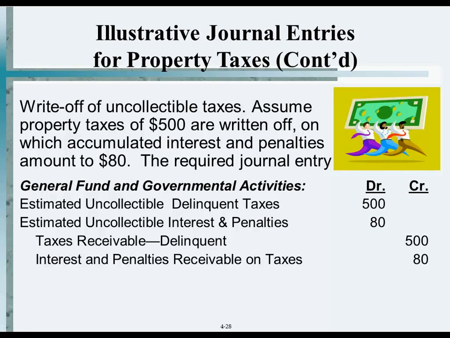Now, unfortunately, they combine these two entries, but what I'd like you to do is just take a look at the titles of the account. Estimated uncollectible delinquent taxes, $500, a debit, and look at what the credit is to taxes receivable delinquent. Why do we credit taxes receivable? Because when you credit a receivable account, what do you do? You reduce it, right? So now it's what? $500 less because we did what? Wrote it off. And what's the write-off account? It's the estimated uncollectible delinquent taxes. Same thing with the interest and penalties receivable. We're doing the exact same thing where we're writing it off.